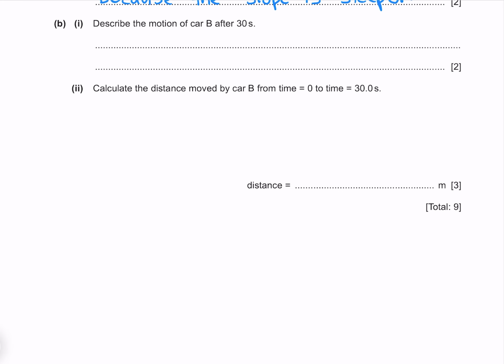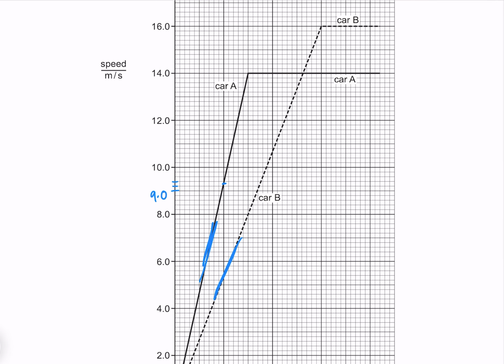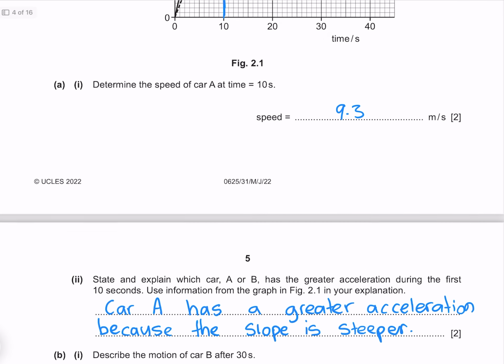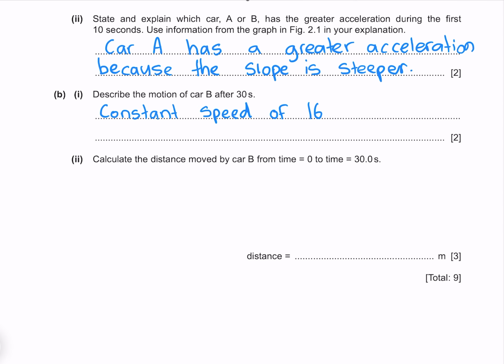Describe the motion of car B after 30 seconds. Here is our 30 seconds, at which we see that car B is maintaining a constant speed of 16 meters per second. Constant speed of 16 meters per second.